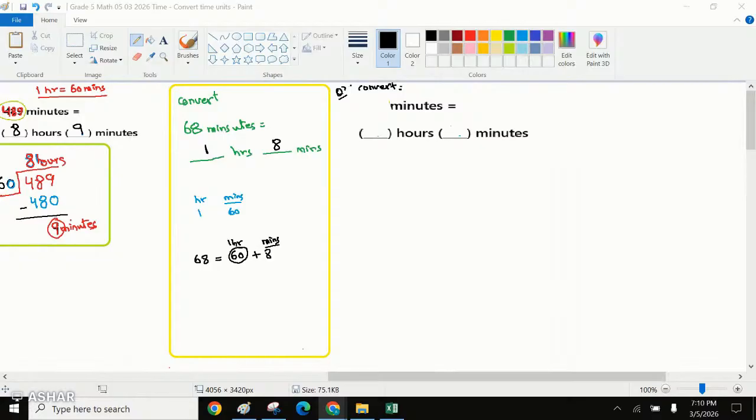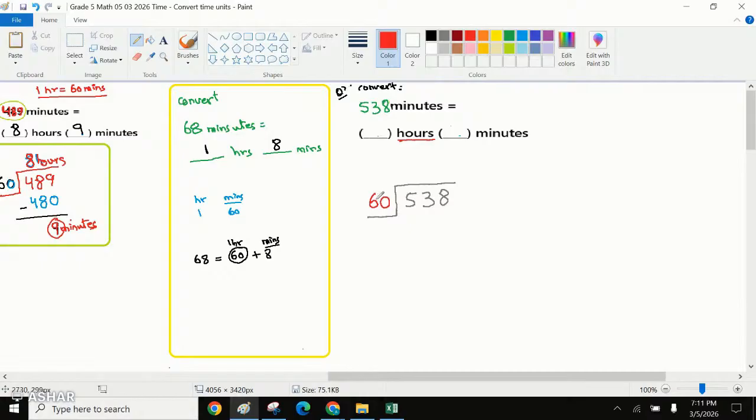Okay, I'll give a number. I'll pick up a number. If the number was 538, okay? I just pick up a random number, 538. So what we can do is we can divide 538 by 60 because an hour completes on a 60, right?